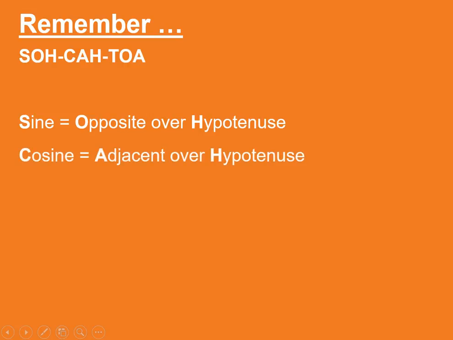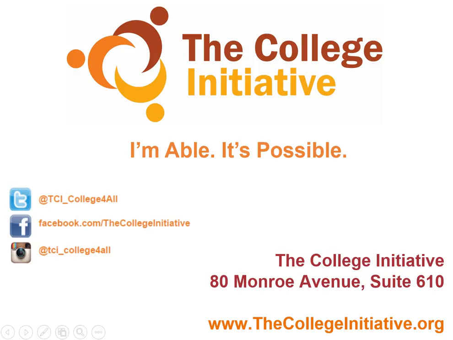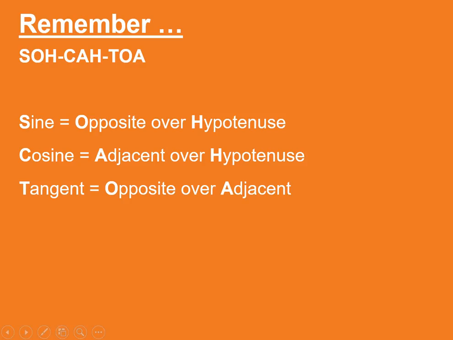An easy way to remember this is SOHCAHTOA. By that I mean sine is equal to opposite over hypotenuse. Cosine is equal to adjacent over hypotenuse. And tangent is equal to opposite over adjacent. Give you a bit more time to write that down. But really that's all.